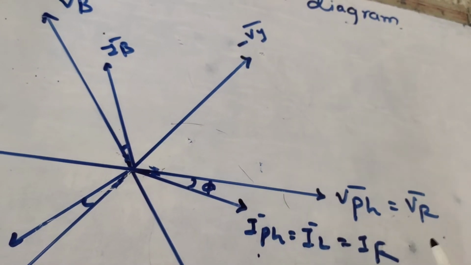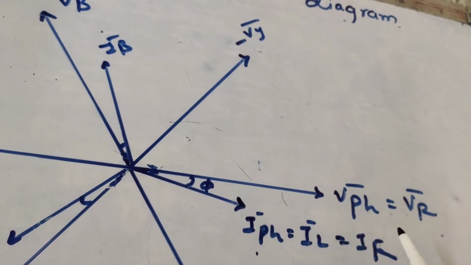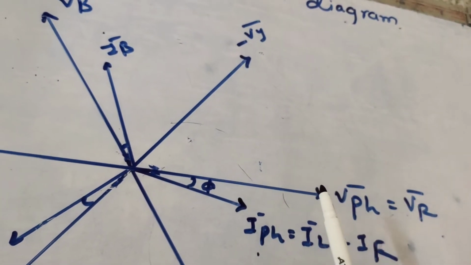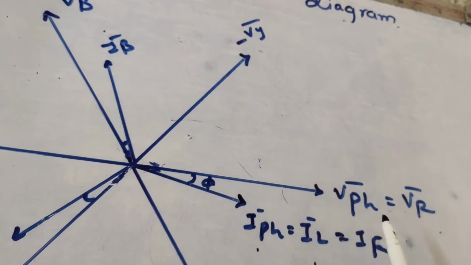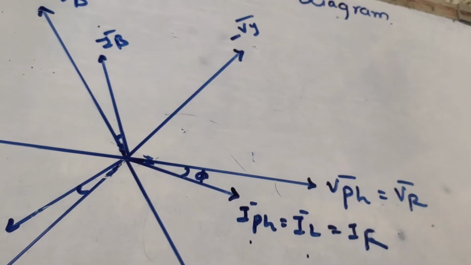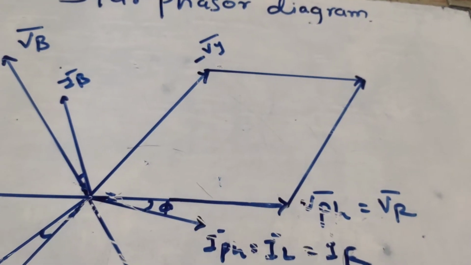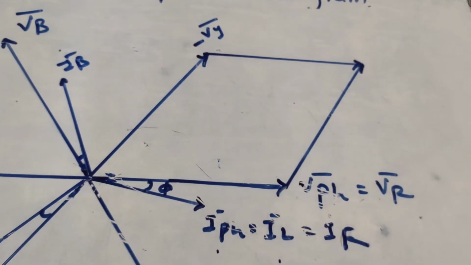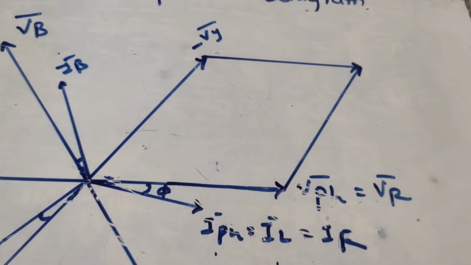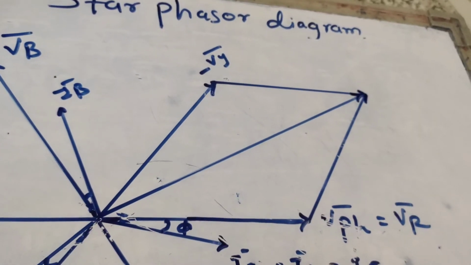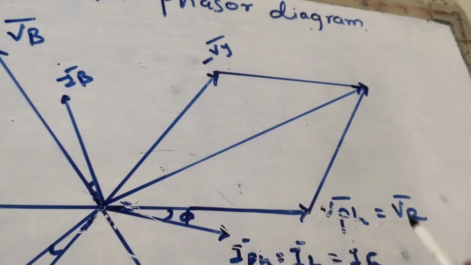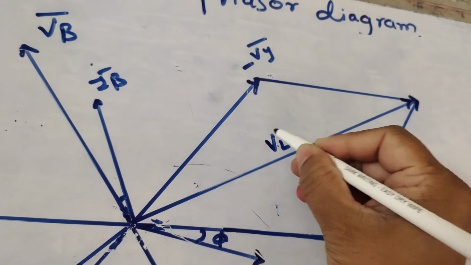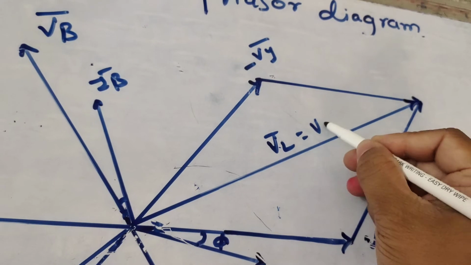Now how to draw the resultant? How to find out the resultant? By drawing the parallelogram. Okay, to draw the parallelogram of VR and VY, in this way, draw the parallelogram of VR and minus VY. Then draw the resultant. See the resultant drawn here. That resultant represents the line voltage VRY.